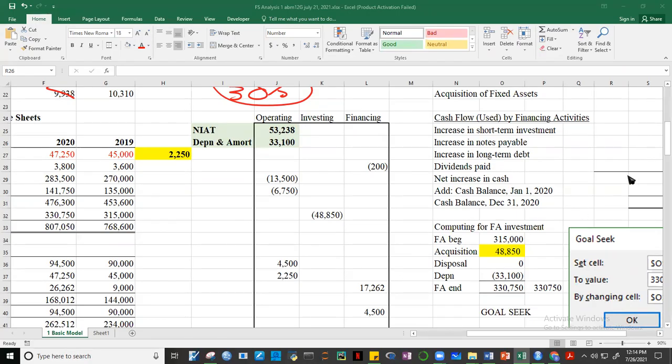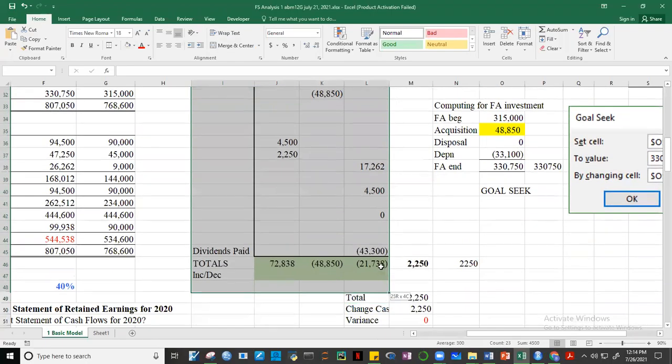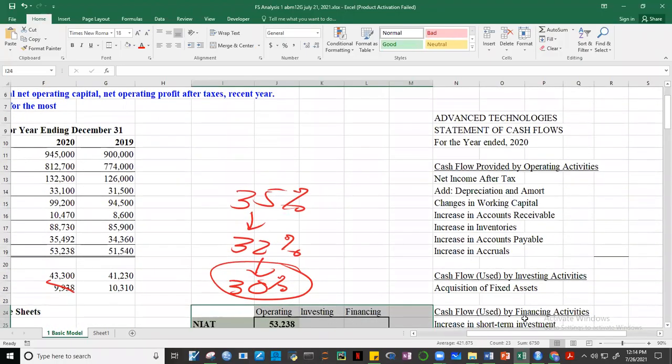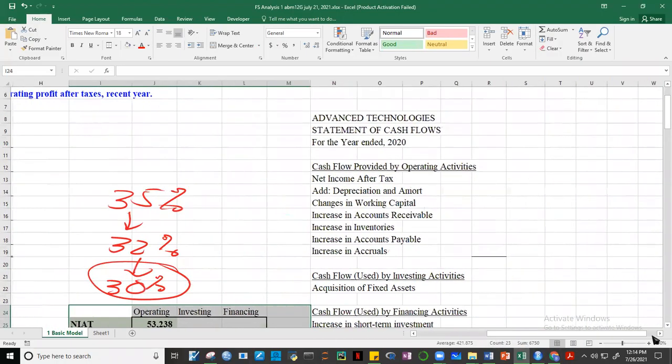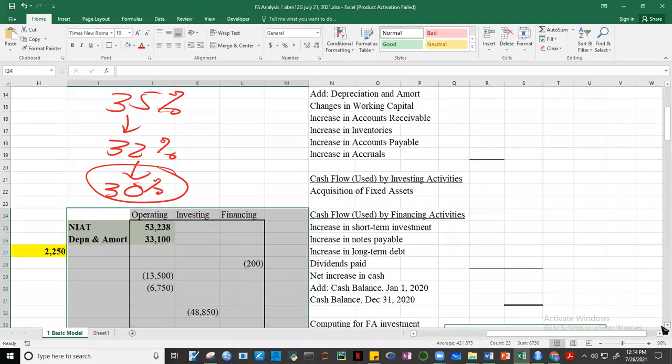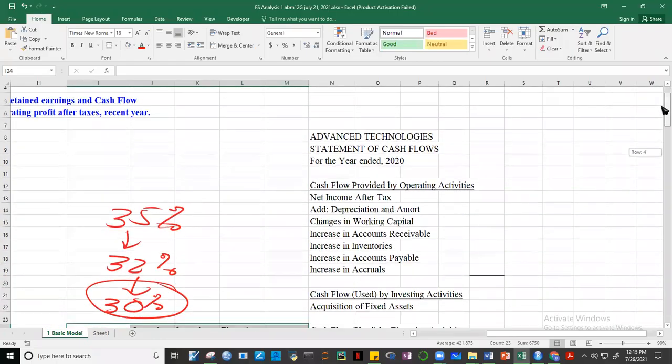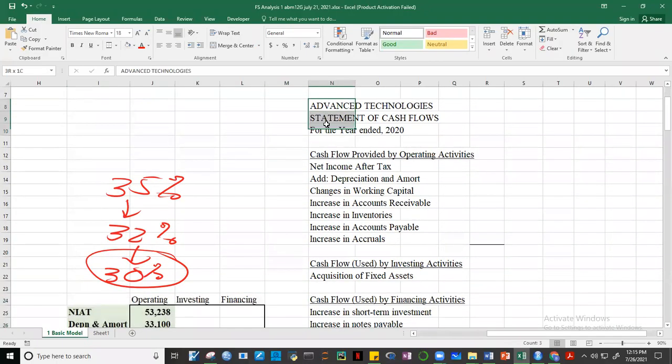Okay, so let's proceed, guys. Now that we have prepared the template, madali na tong gawin yung formal statement of cash flows. Kaya tayo nagsisimula dito kasi ito na yung magiging inputs natin para dun sa formal statement of cash flows natin. Okay, so let's take a look now at this one. This is now our formal statement of cash flows. Okay, so we have Advanced Technology Statement of Cash Flows for the year ended 2020.